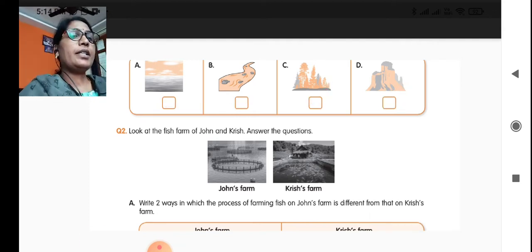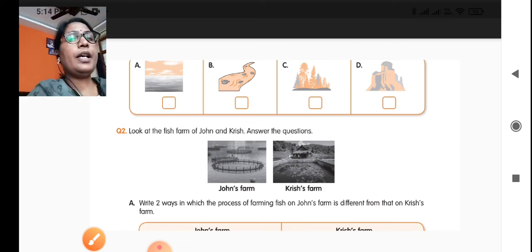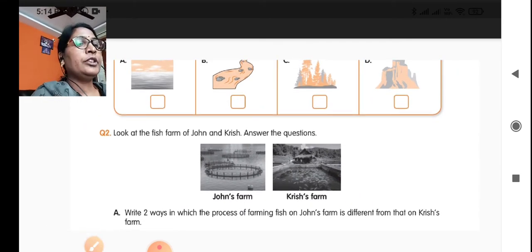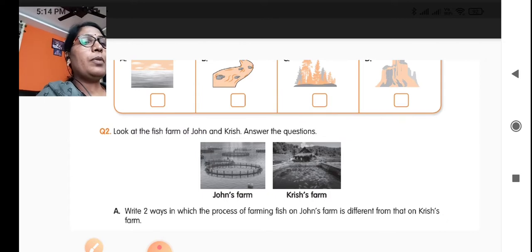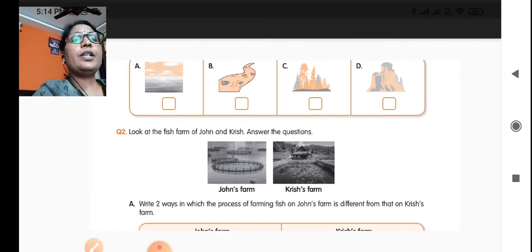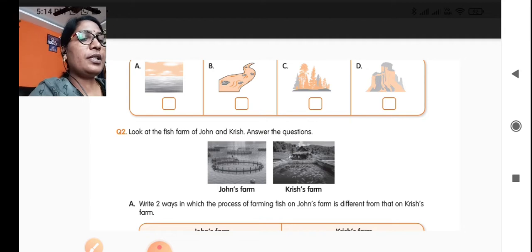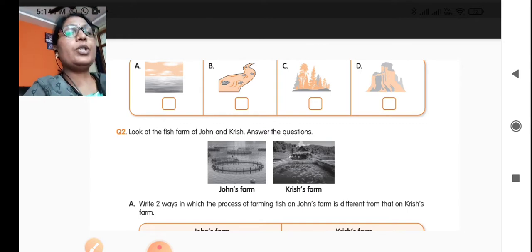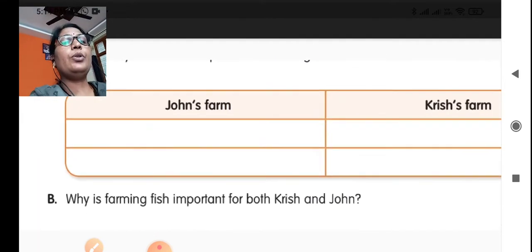And the next question you see, children, look at the picture. Look at the fish farm of John and Krish. Answer the questions. The first one is John's farm and the next one is Krish farm. Write two ways in which the process of farming fish on John's farm is different from that on Krish farm. How these two ways are different, you have to write.